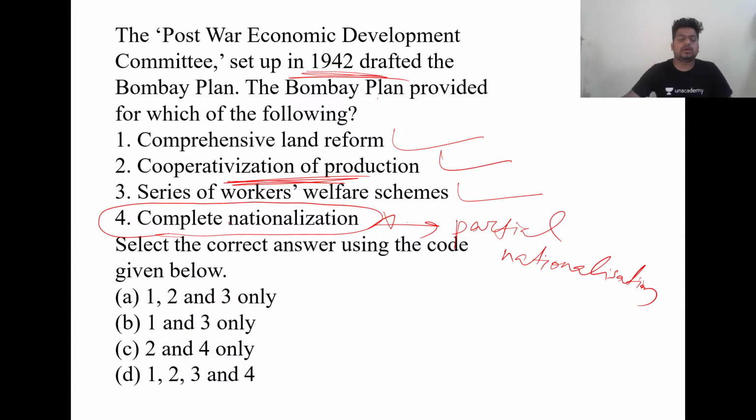So 1, 2, 3 are correct, right? Comprehensive land reform, cooperativization of production, a series of workers' welfare schemes. Right? It was by Purshottamdas Thakurdas, Tata and other industrialists. So options 1, 2, 3 are right.